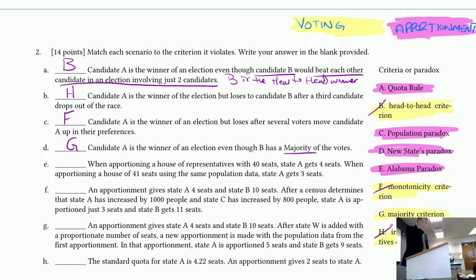All right, now let's go on to the apportionment things. These four. This first one is the Alabama paradox. That may be your hardest one to deal with. I don't know.